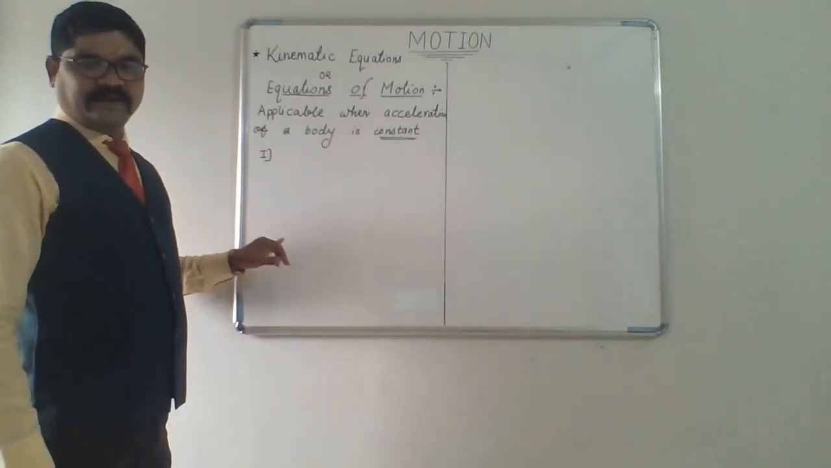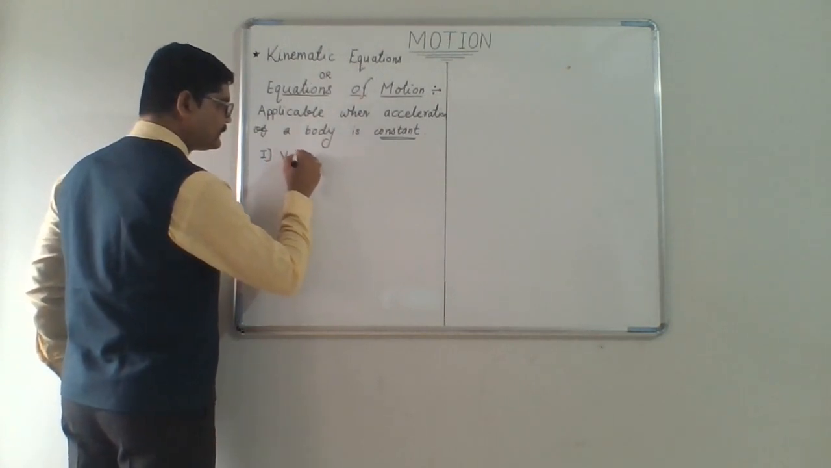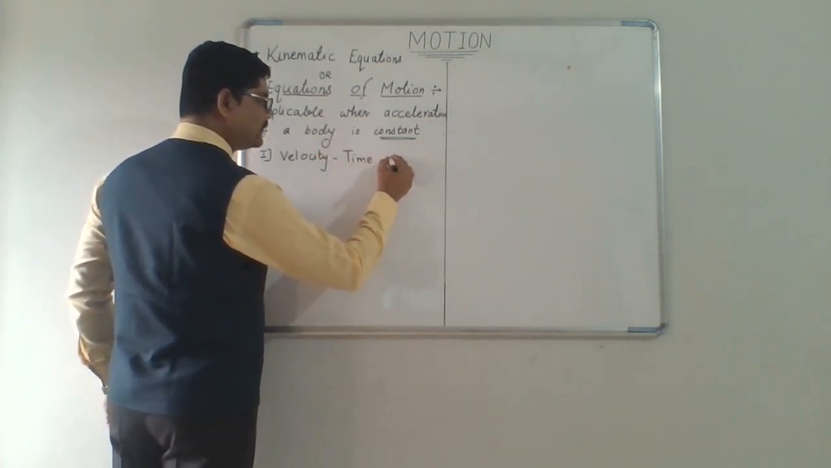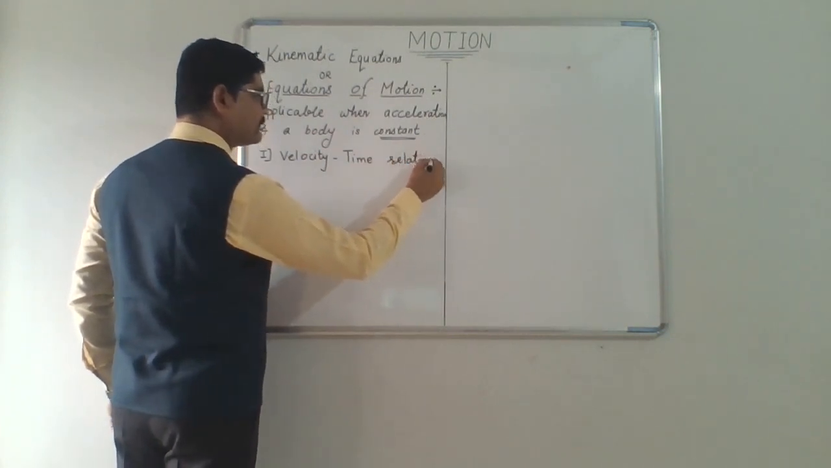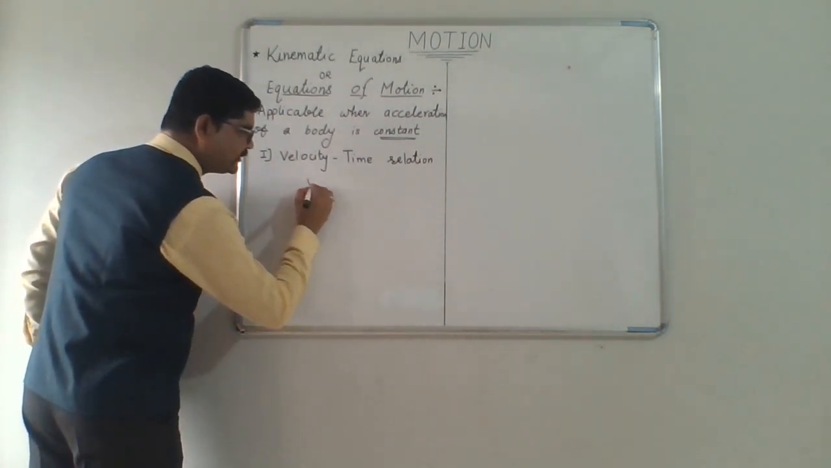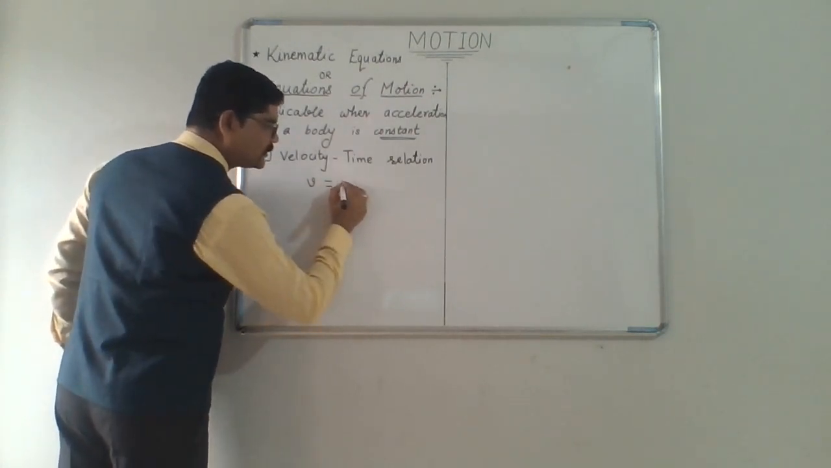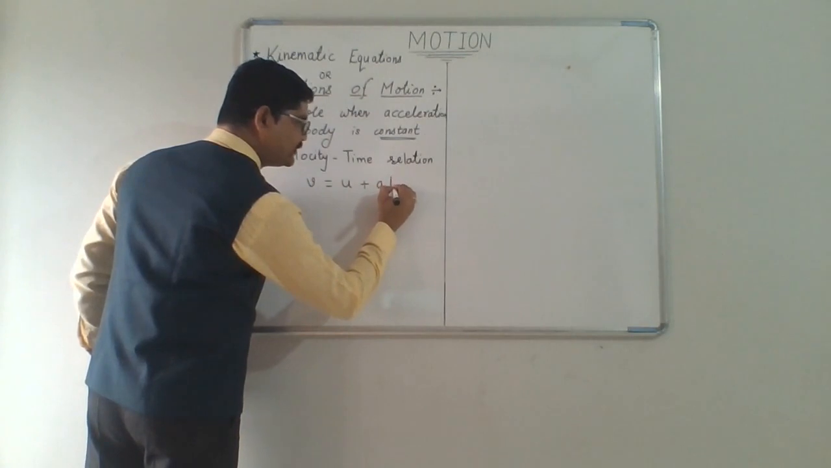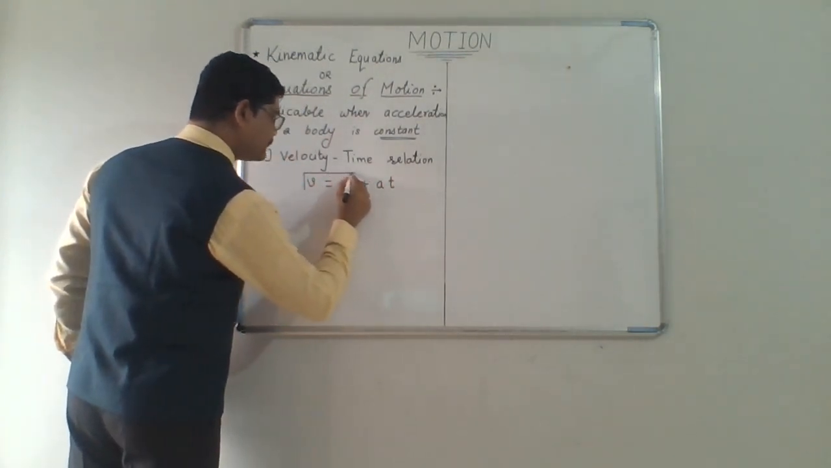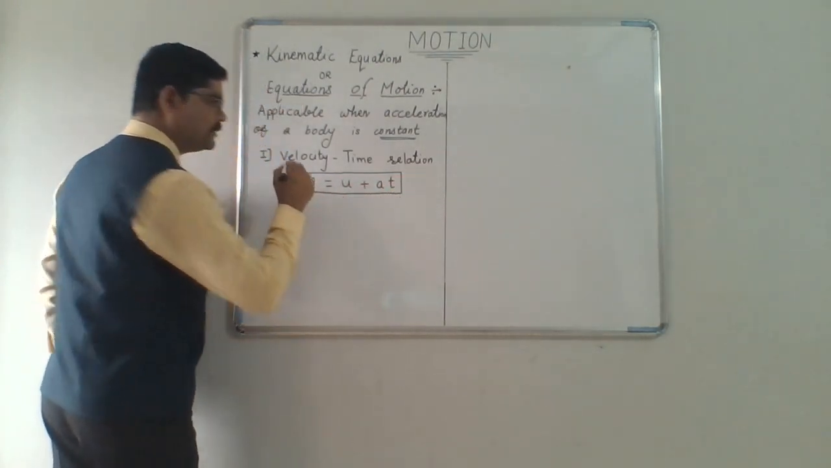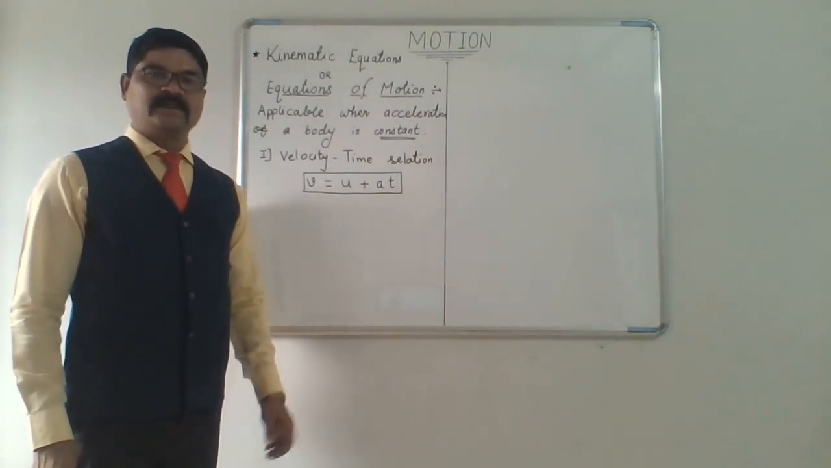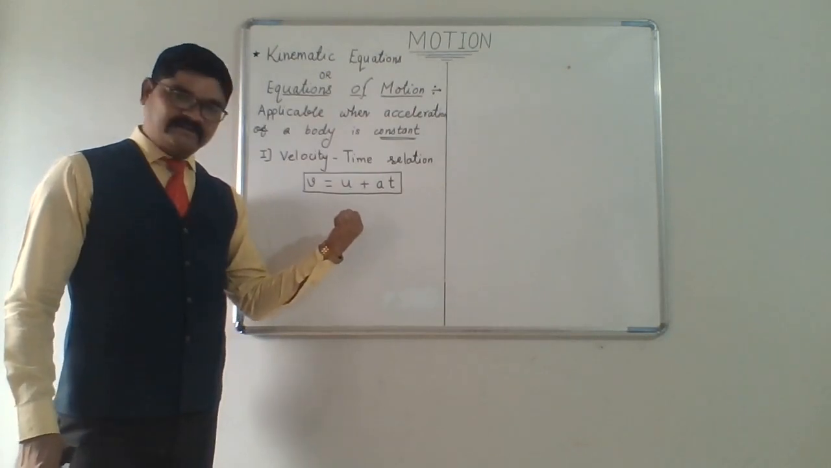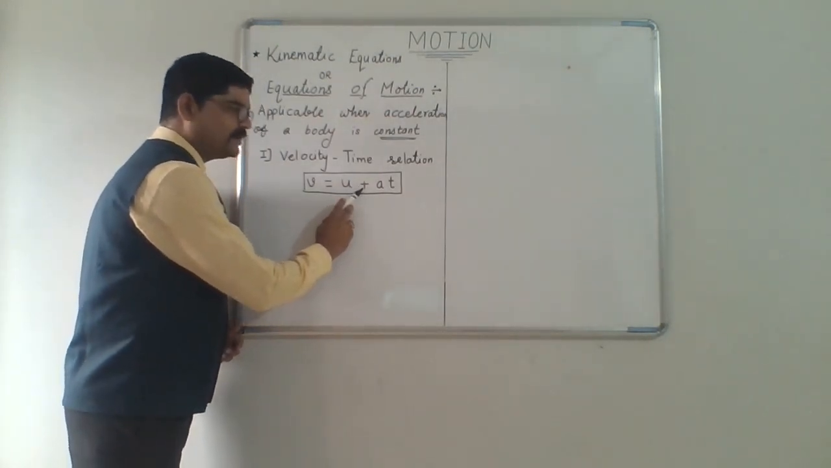The first equation of motion is called the velocity time relation. It is written as V equals U plus A into T. This is the first kinematic equation, V equals U plus AT, or final velocity is equal to initial velocity plus acceleration into time.